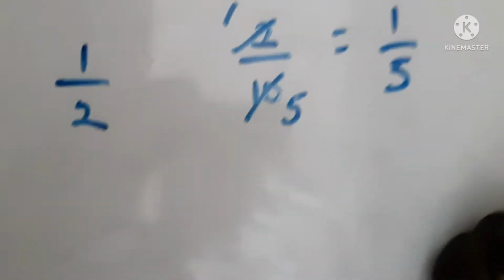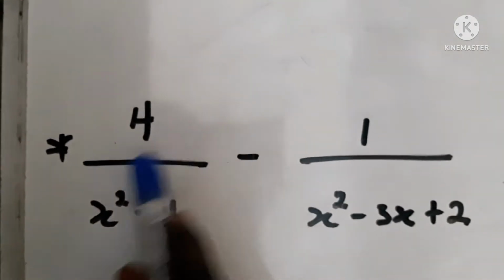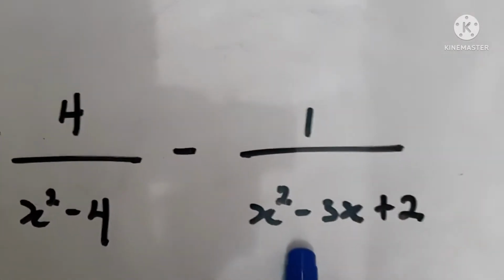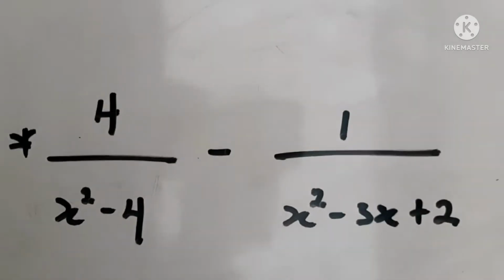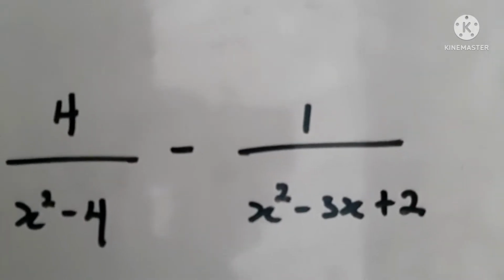So what will happen if you have a question like this in your algebraic expression that says 4 divided by x squared minus 4, everything minus 1 over x squared minus 3x plus 2? They say you should simplify. So how can you simplify this expression here?